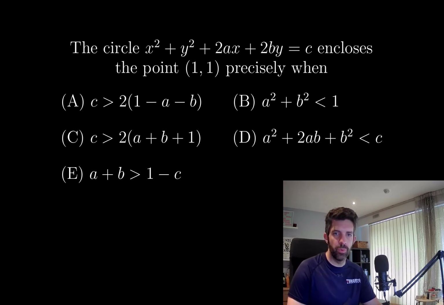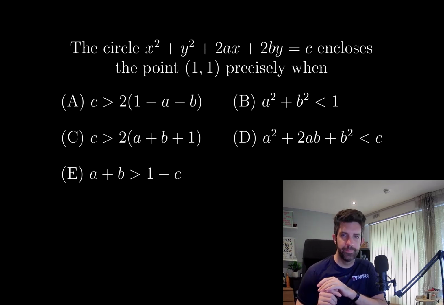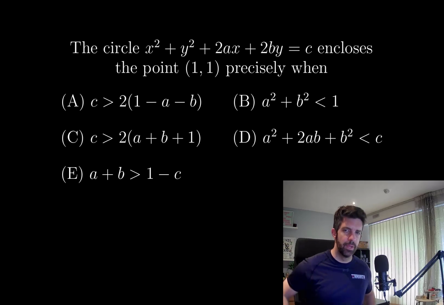the circle x squared plus y squared plus 2ax plus 2by equals c encloses the point 1, 1 precisely when, and we have some options for the algebraic conditions needed to be satisfied by A, B, and C. Okay.